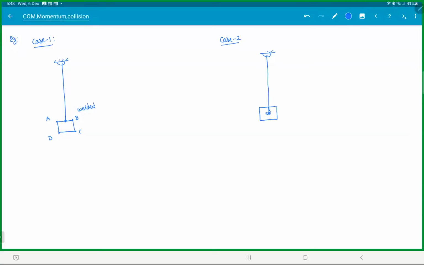This is hinged here. You're getting it? This is a hinge. It's not welded. Hinged meaning it is free to rotate about that point.